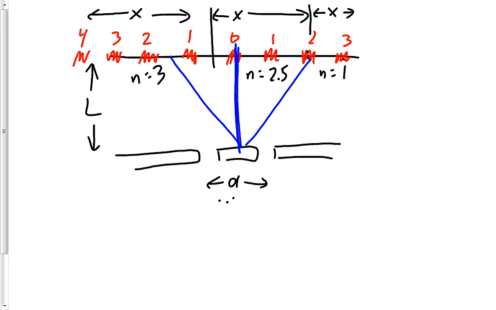In this case, N would be equal to what? 2 minus 0 is 2. In this case, N would be equal to what? 1.5. 1.5 minus 0 is 1.5. Does it make sense?